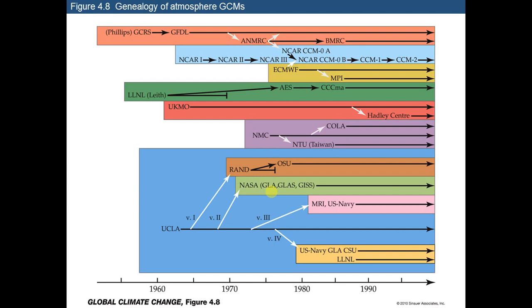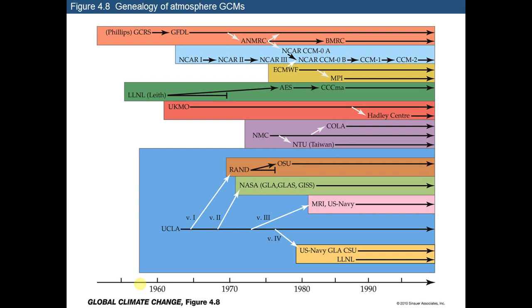So question: when did the first climate models begin? Well, the late 40s, the Phillips GCRS model. Here's 1960, here's 1955, so the early 50s. Sorry, I said late 40s. Scratch that. Early 50s. There is the Lawrence Livermore National Lab climate model that began around 1955. The UCLA climate model began in the late 50s. So in the 50s is when the climate models began.